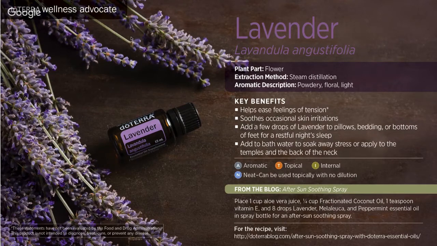Another really great way is to add this to your diffuser at night. So in my kids' room, just to get them calmed down at the end of a very busy day, I put lavender in the diffuser and I diffuse it in their room before they go to bed. It really helps them calm down and get a restful sleep.